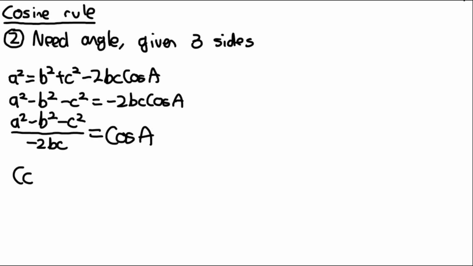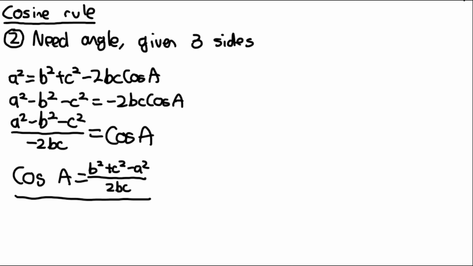Another way you can write this is if you times both the numerator and denominator by minus 1 in order to get rid of the minus down here, because you don't really like the negative in the denominator. So you get b squared plus c squared minus a squared over 2bc. And this is another way that you can write the cosine rule.